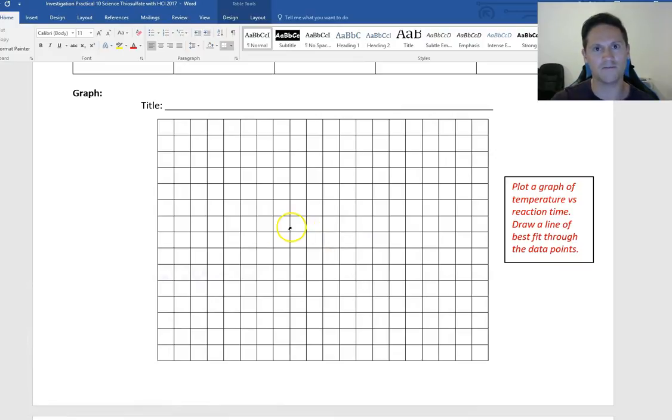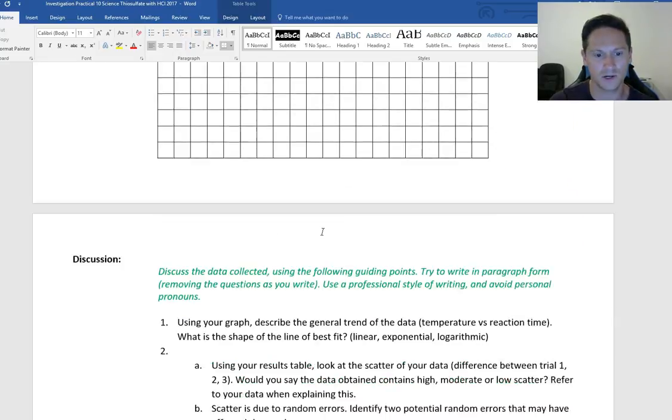So make sure you have your graph. Remember guys, I want you to draw your graph and scan it in so you've got an electronic version. So everything is going to be submitted electronically.